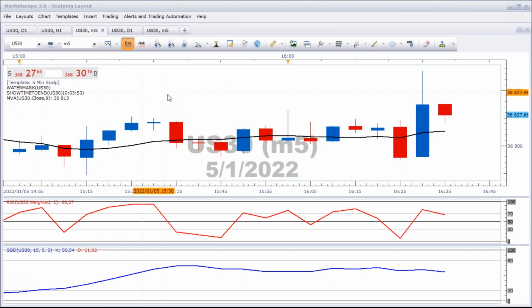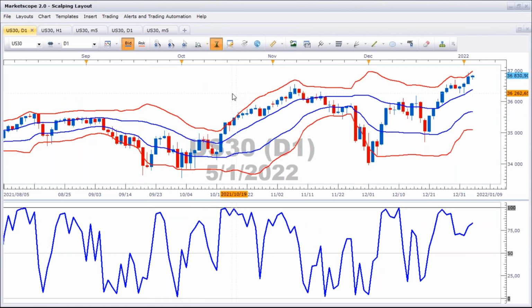All right, let's go through to the daily. So we want to get an idea of where the momentum is on a larger scale, and then we'll start drilling down. We'll drill down and see if we can get a good timing entry.